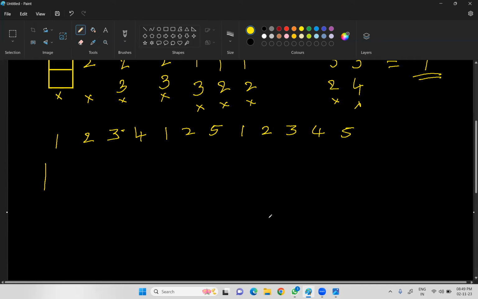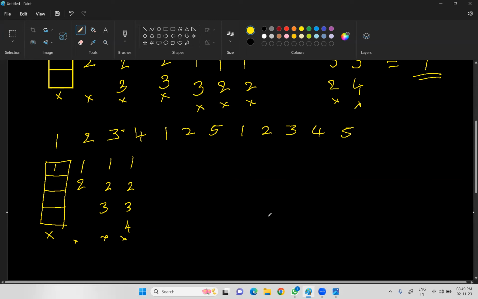Let me draw only for the first one. So here 4 frames are there with you. These are the 4 frames allocated by the operating system to complete our process here. So obviously this is a page fault. Everything is free. So first one, 1, 2, second page fault, and 1, 2, 3, third page fault. Then 1, 2, 3, 4, fourth page fault. 1 is available, so there is no problem. 2 is available, there is no problem.